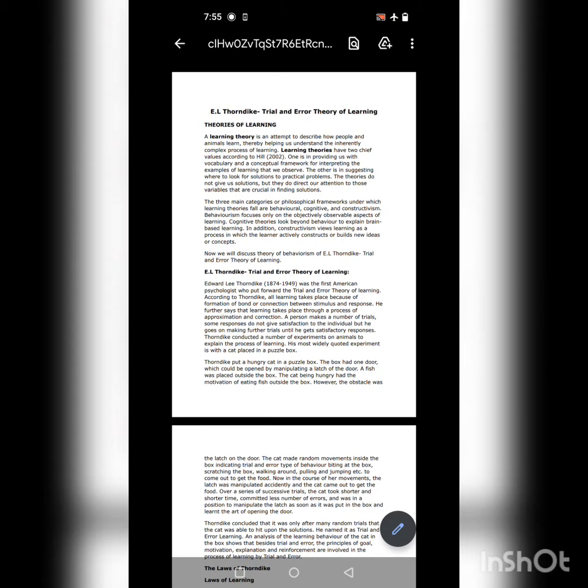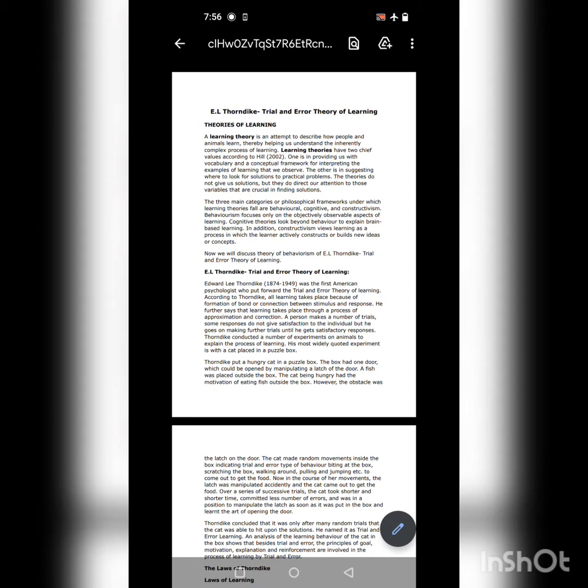finding solutions. The three main categories or philosophical frameworks under which learning theories fall are behavioral, cognitive, and constructivism. Behaviorism focuses only on the objectively observable aspects of learning. Cognitive theories look beyond behavior to explain brain based learning. In addition, constructivism views learning as a process in which the learner actively constructs or builds new ideas or concepts.